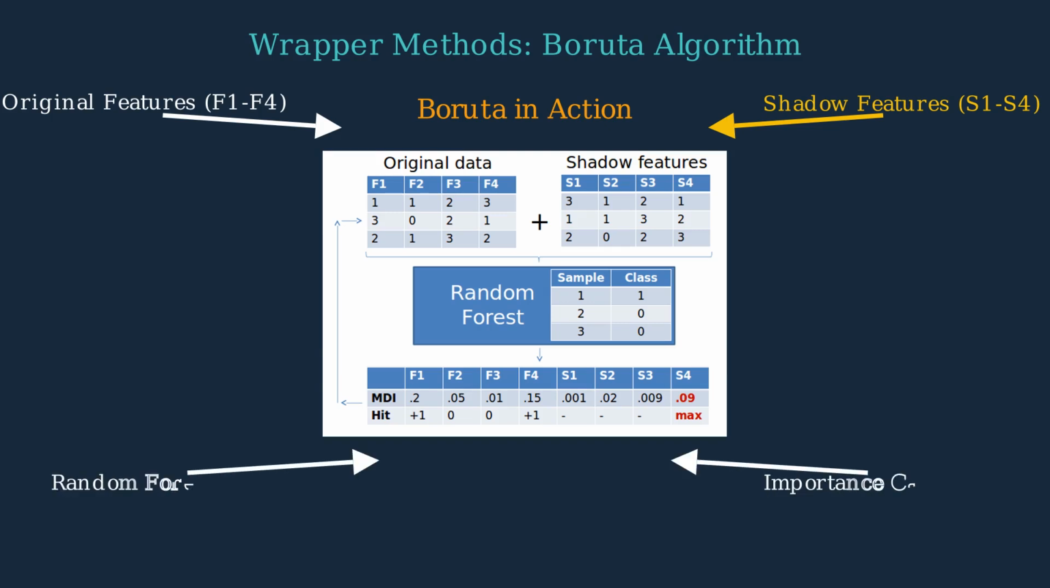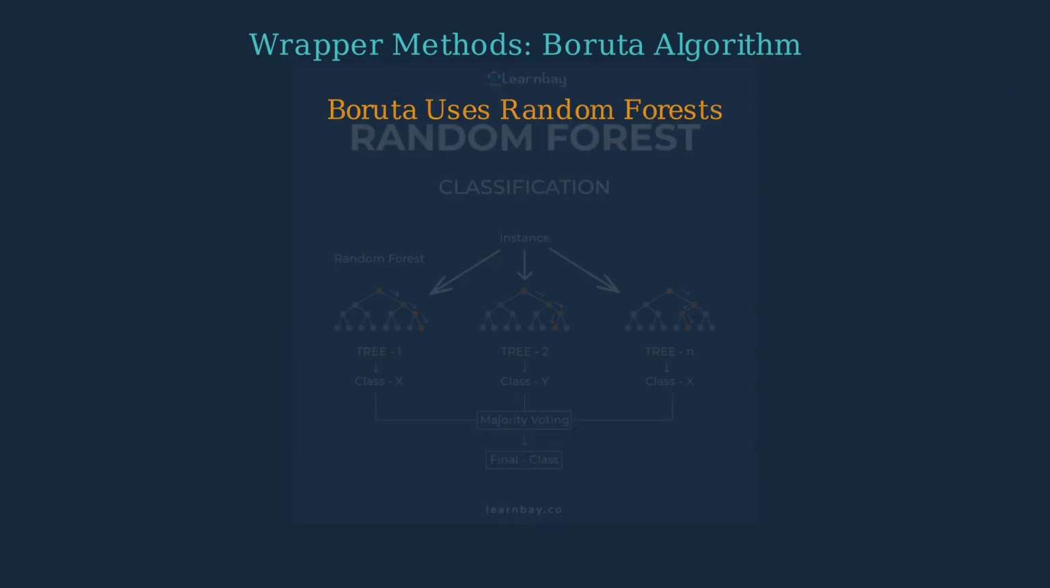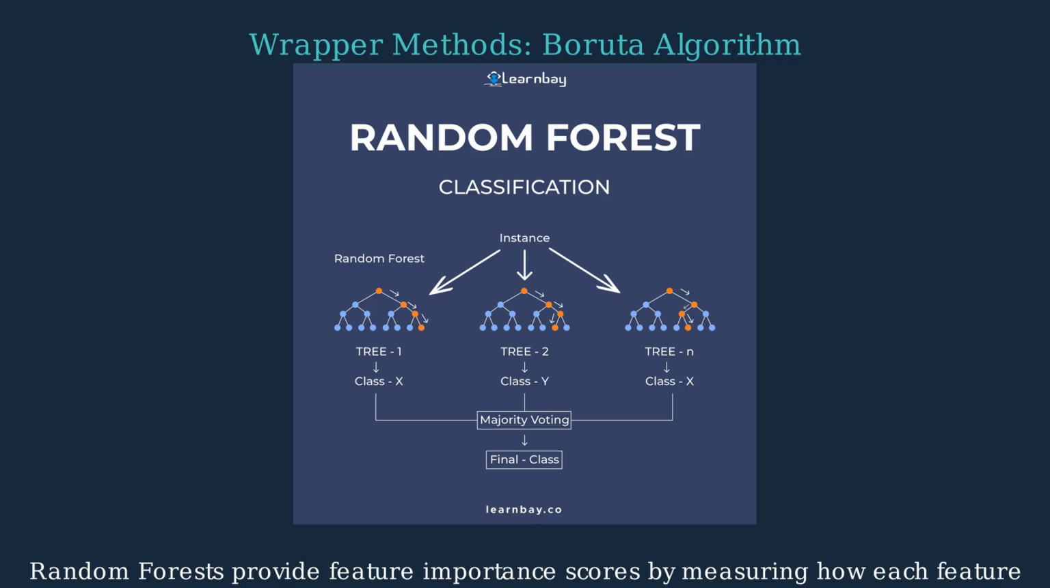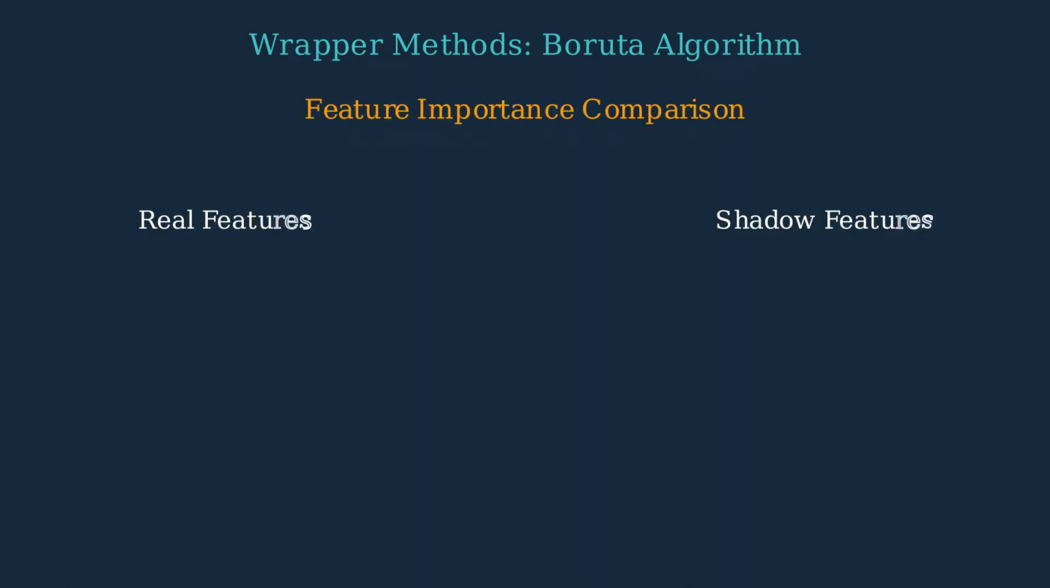The random forest model calculates importance scores for all features and then compares real features against their shadows. Boruta relies on random forests, which are collections of decision trees that vote on predictions. Random forests provide feature importance scores by measuring how each feature improves prediction accuracy across multiple decision trees. In Boruta, we compare the importance scores of real features against their shadow counterparts.